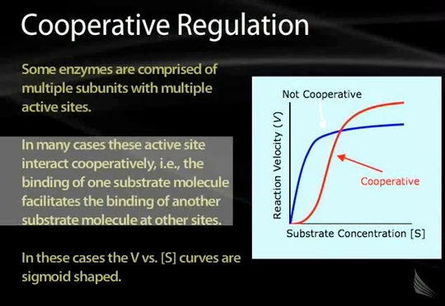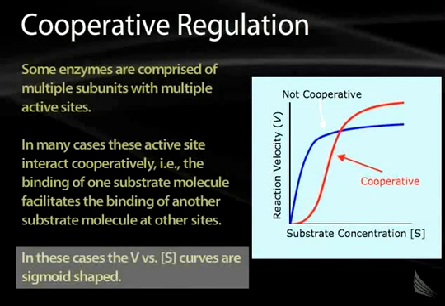And so what happens then is you get a sigmoid curve. That is, as you increase the substrate concentration, the rate of increase becomes faster and faster and faster until it reaches a point where it becomes saturated and it levels out again. And that gives you the sigmoid-shaped curve. Now, this is different than an enzyme which is not cooperative, which shows just the rectangular hyperbola like we showed before.